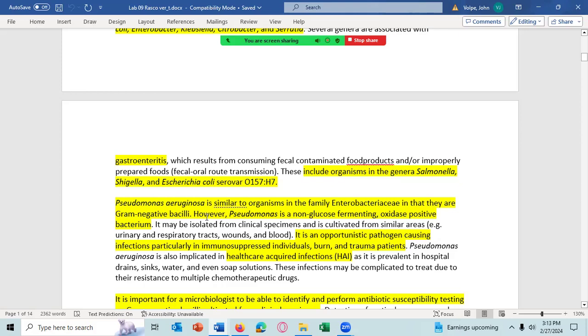We have talked about Pseudomonas aeruginosa before. It is implicated in healthcare acquired infections, which we've labeled before nosocomial infective agents. And this is one of the nosocomial infective agents. It's not the main one, E. coli is, but it is a major one. And it particularly hits burn patients and trauma patients.